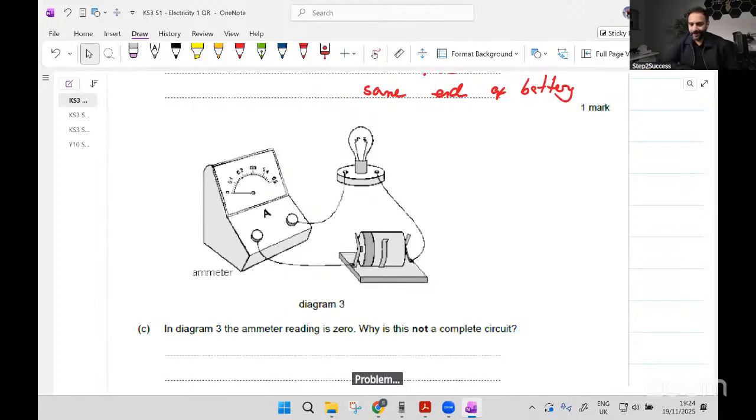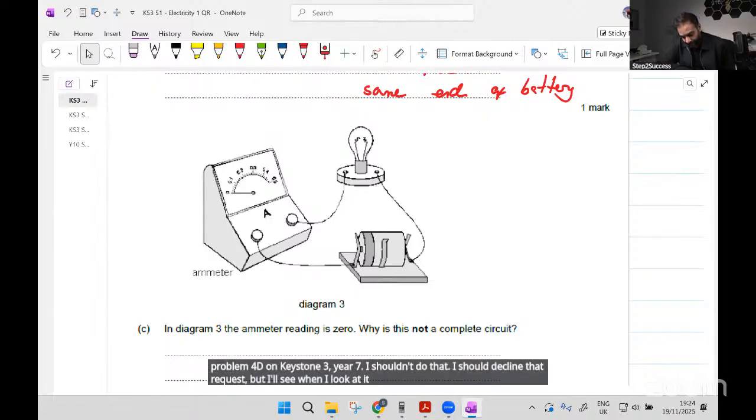4D on key stage 3, year 7. I shouldn't do that. I should decline that request, but I'll see when I look at it. Why is this not a complete circuit?